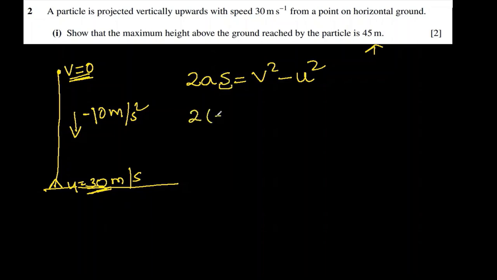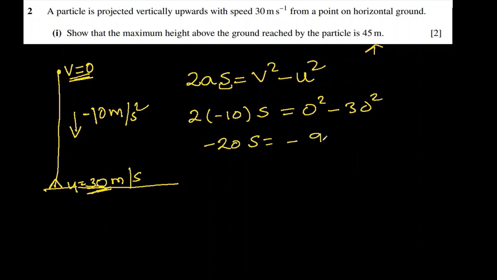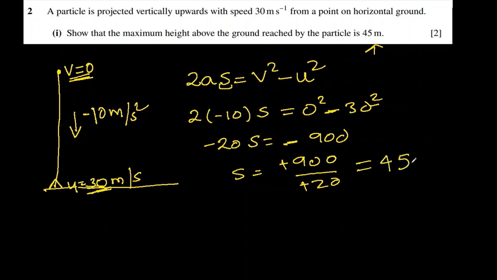So let's not plug in anything in place of S; the rest is with us. So 2, and acceleration is minus 10, S remains S, equals 0 square minus 30 square. Minus 20S equals minus 900. The square is not with the minus, so it stays negative. So S equals minus 900 divided by minus 20. Negative, negative cancel, and this comes out to 45 meters. We showed that the maximum height is 45 meters above the ground. Okay, let's move on to the second part.